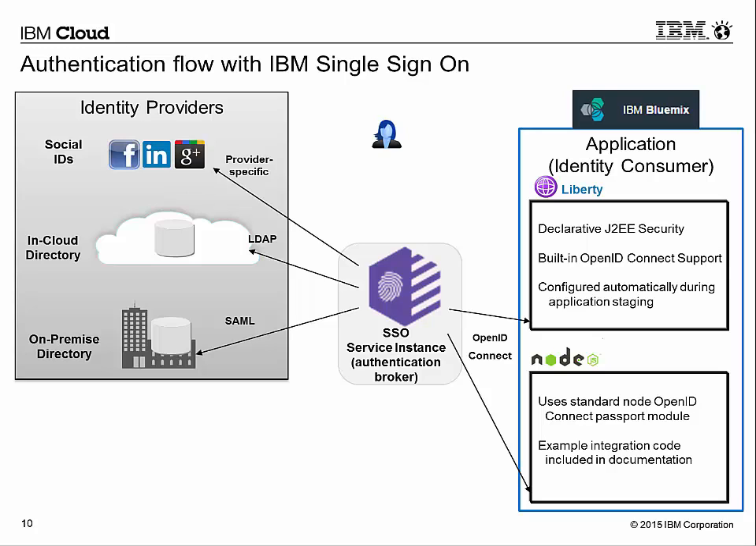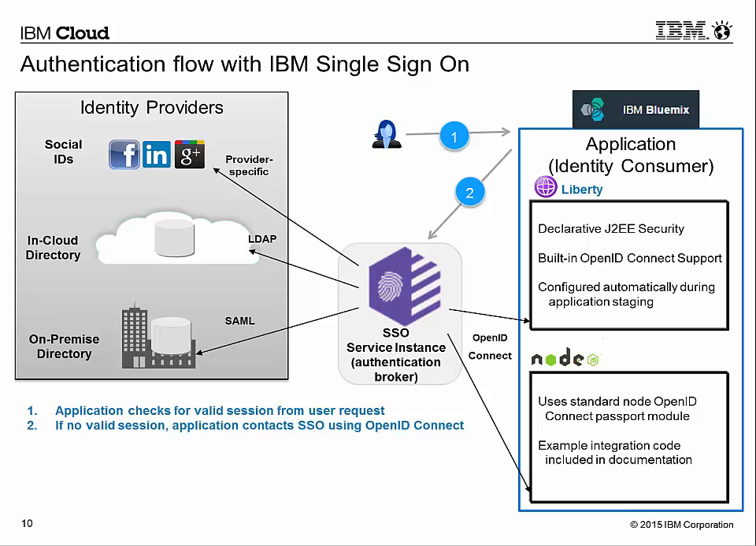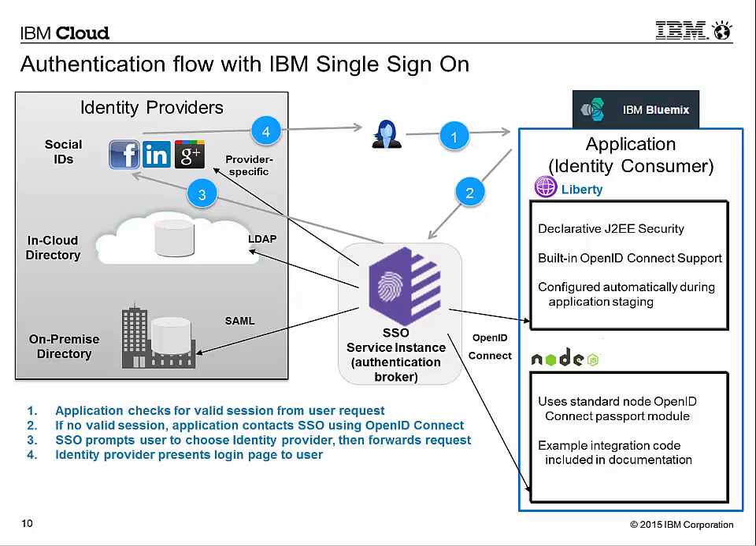Authentication follows these steps. Step 1. When the user connects, the session is checked to see if it is already authenticated. Step 2. If no valid session, the application contacts the Single Sign-On service to authenticate the user. Step 3. The Single Sign-On service prompts the user to choose an identity provider for login. In this case, the user has selected a social media identity provider, and the SSO service redirects the browser to the social media login.